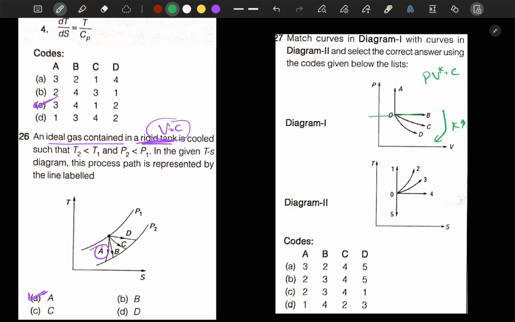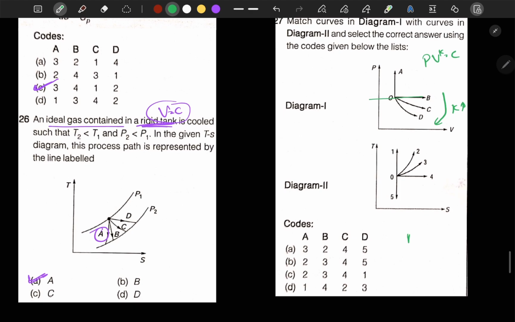Since it's constant pressure, in the TS diagram it is represented by a curve, and it will be either 2 or 3. But we know that a constant pressure process has less slope than constant volume, so the option should be 3. So for B we can write 3 most probably. If not, then it might be 2, but we will keep that thought. Process A is our constant volume process, and of course a constant volume process is represented by 2. So A is 2, B is 3.